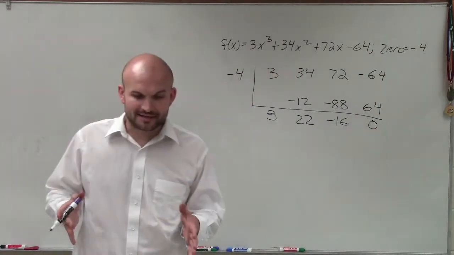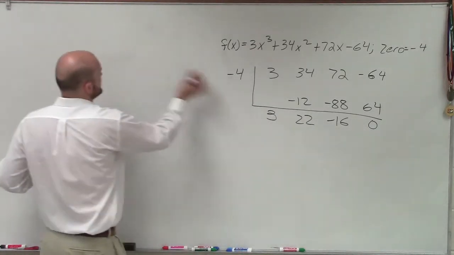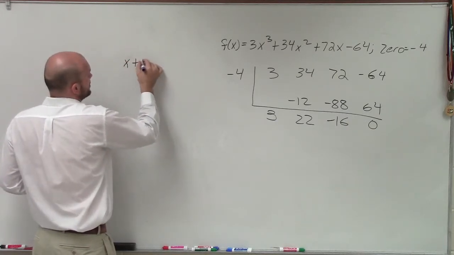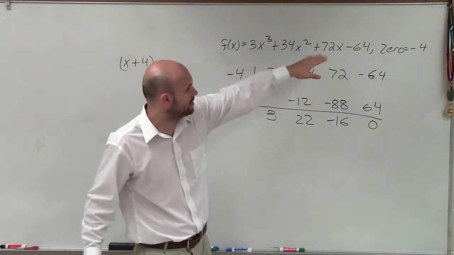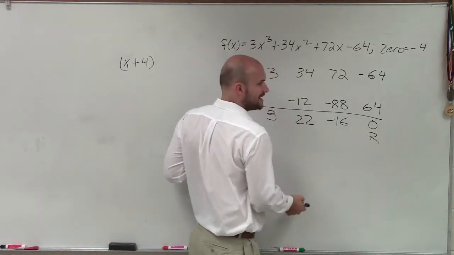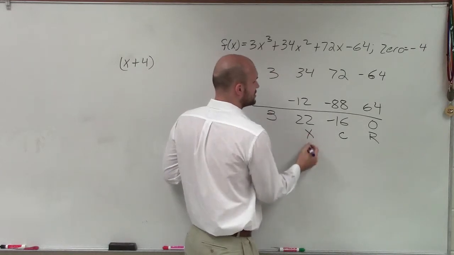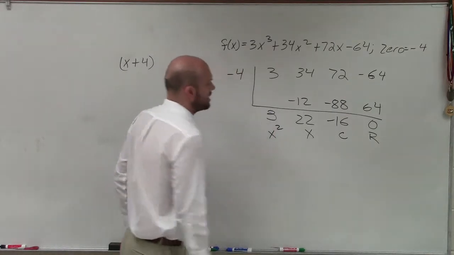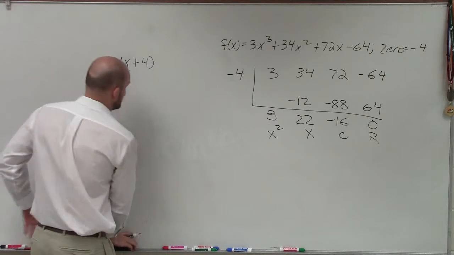So this, as my solution, is now going to be my resultant factor. If I was going to change the zero to a factor, I would write it as x plus 4. And what this means is if I was to divide x plus 4 into this polynomial, this would be my resultant factor. So it divides evenly, so I have a remainder of 0. I have a constant of -16, a coefficient of my linear term of 22, and a coefficient of my quadratic term of 3. So what I'm going to do is write this resultant factor.